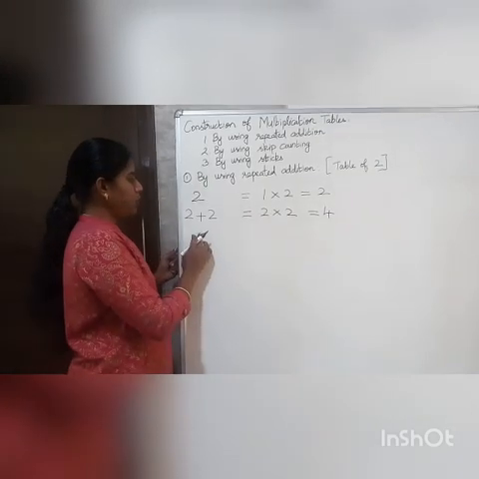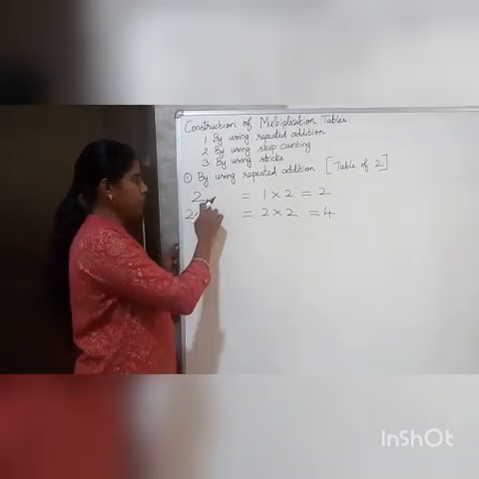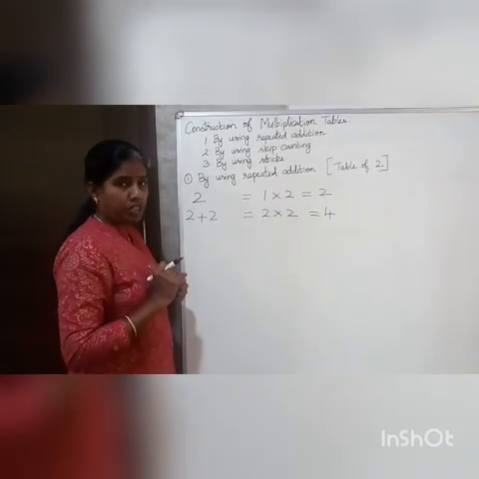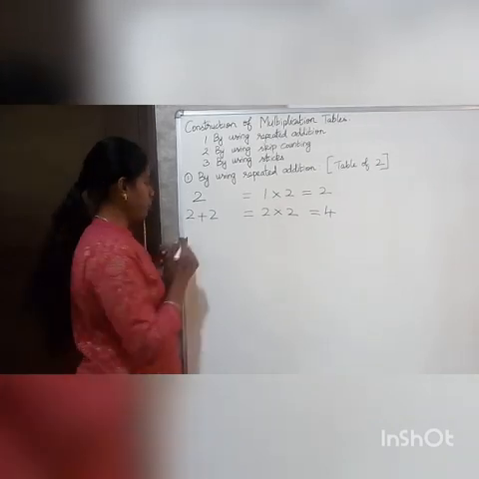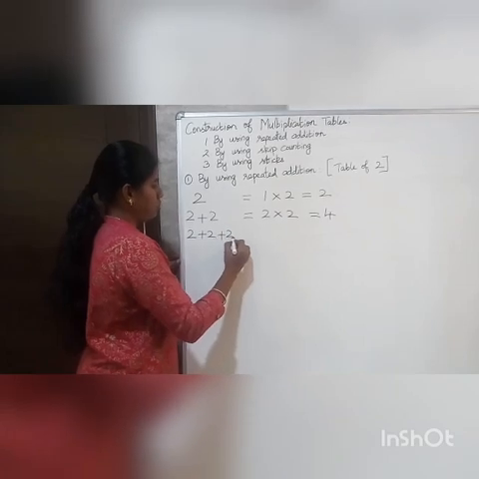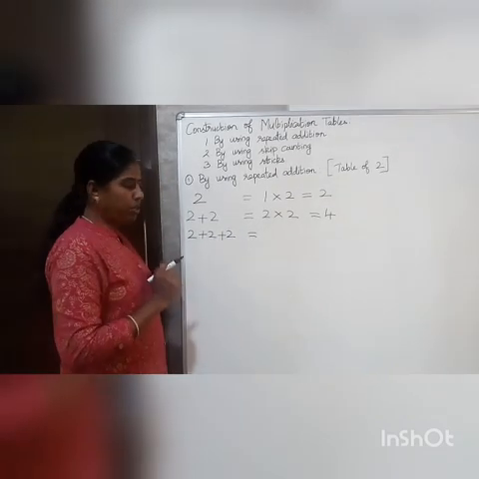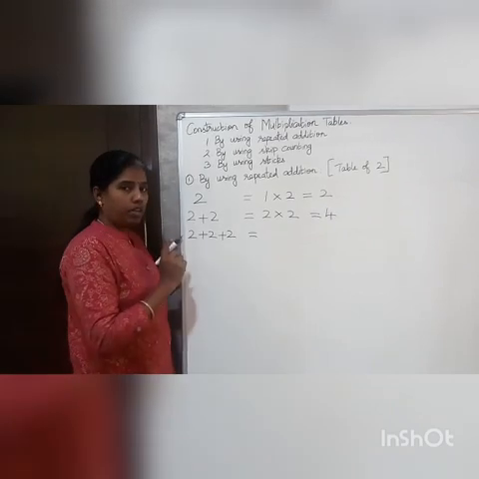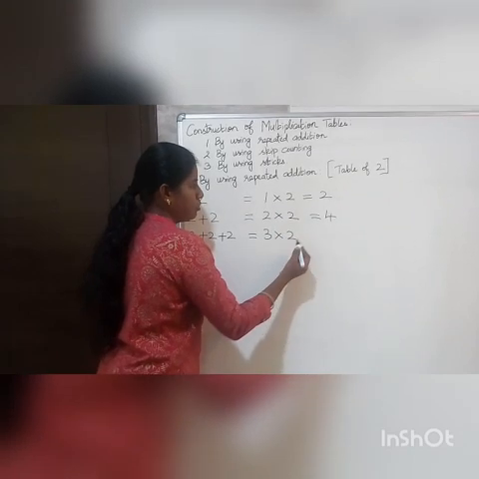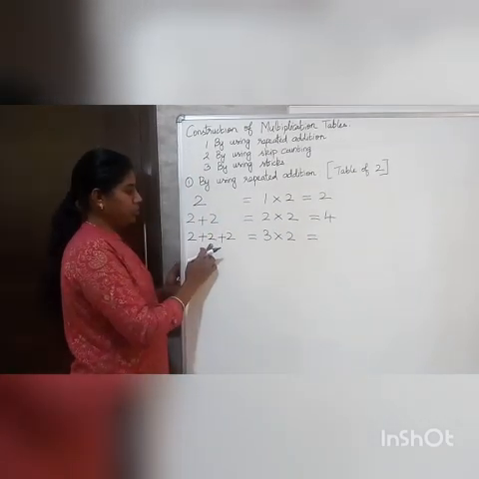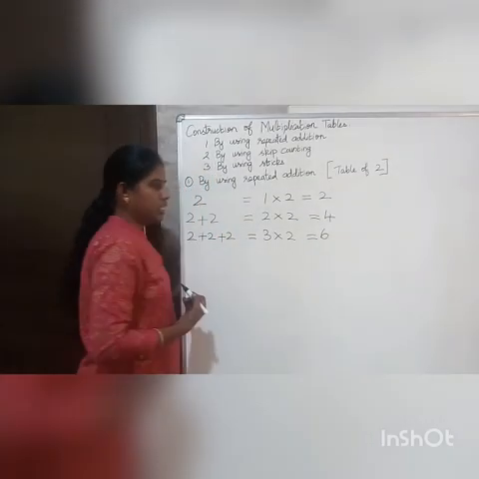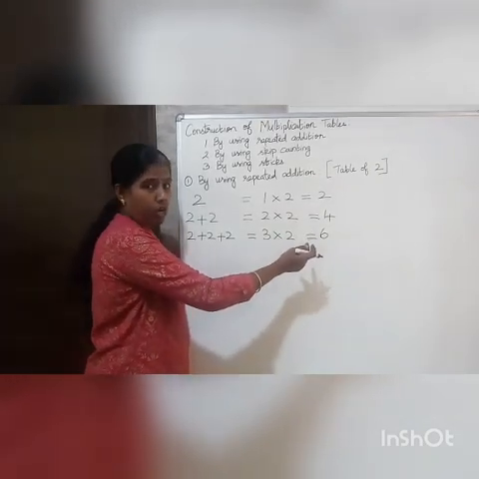So the next is, we need to add one more 2. So next is 3 times. This is 1 time, this is 2 times, and the next one will be 3 times. So how many 2's do we need to write? Yes, 3 2's. So 2 plus 2 plus 2, which is equal to, how many times did we write 2? 3 times we have written 2, which means 3 times 2, 3 into 2. So 2 plus 2 is 4 and 4 plus 2 is 6.